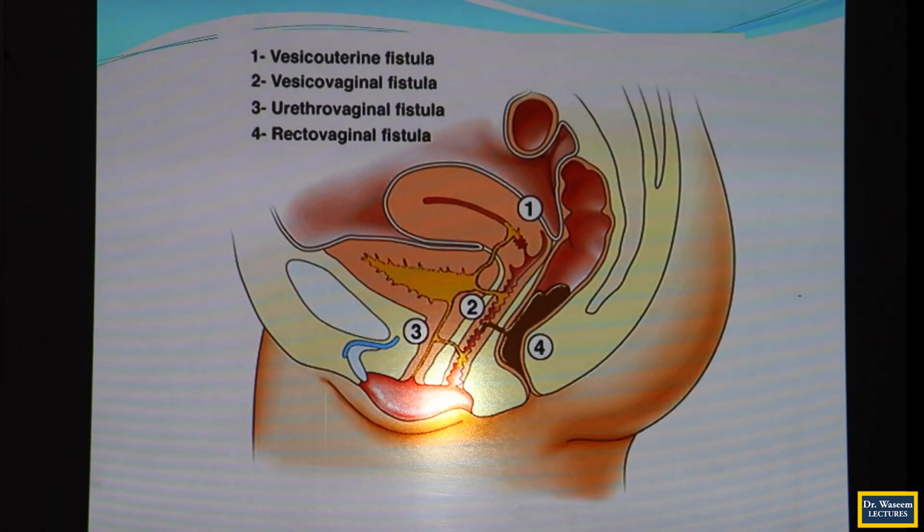You see this, in this condition you are watching this. You see the upper part of the vagina and the urinary bladder, direct communication has developed here. This abnormal communication, you call a fistula, because this fistula is between the vagina and the urinary bladder. That is why we call it vesico-vaginal fistula, VVF. It's called the vesico-vaginal fistula. This second one is vesico-vaginal fistula.